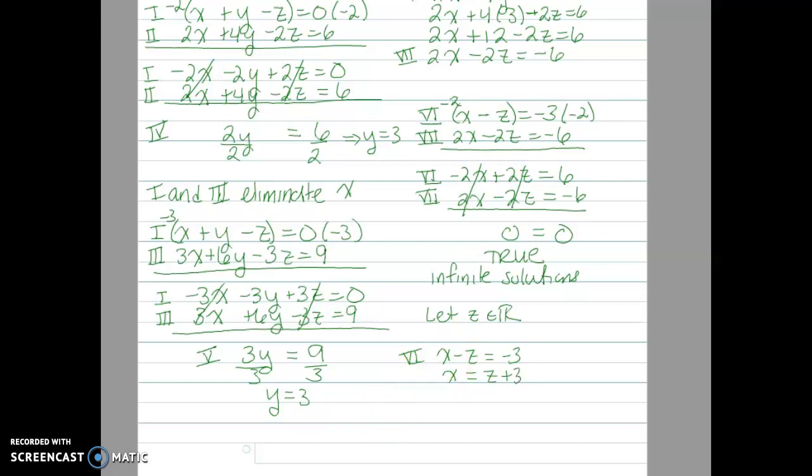Now I need to do the same thing for y. Now in this example, y happens to be 3 always, but that doesn't always occur. So just to show you what you would do in any case, take an equation that has x, y, and z in it. So I'm taking the first one, and I'm replacing x with the expression for x, z plus 3, and I'm just going to solve this equation for y.